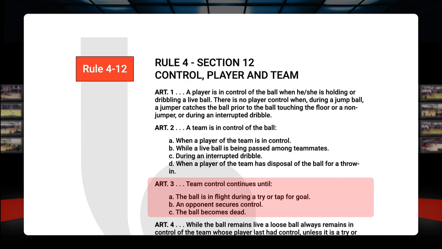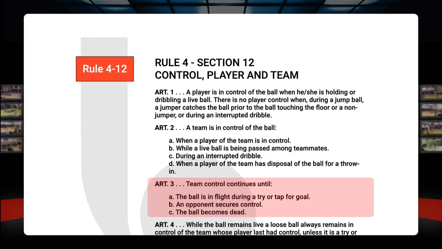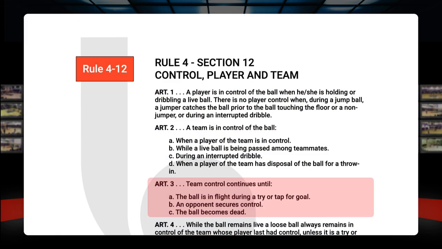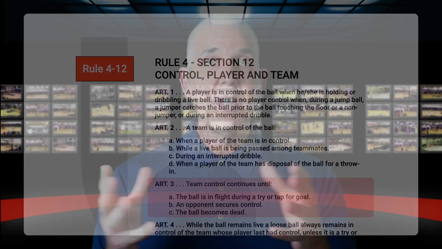Okay, so once team control is established, how is it established? By a player gaining control. Now we have, or a ball being handed at the disposal of a thrower for a throw-in. Team control continues until A, the ball is in flight during a try or tap for goal. When a player releases a try, there is no longer team control by rule. B, an opponent secures control.